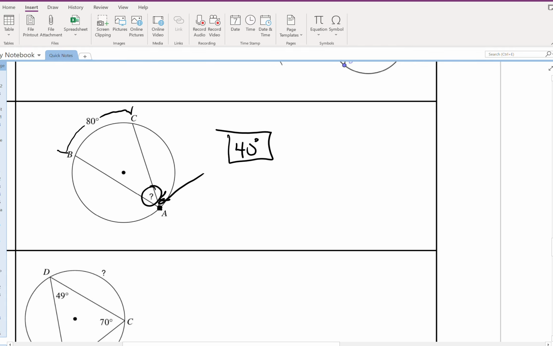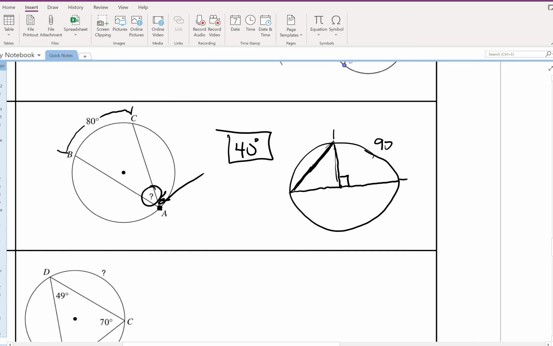Just as a side note, if you forget what that relationship is, here's the center of the circle. I like to draw a diameter and then an angle that's 90 degrees. So I know if this is 90 degrees, then this arc is 90 degrees. But if I connect this and make an inscribed angle, well, I can see that this is not 90 degrees. In fact, it would be half.